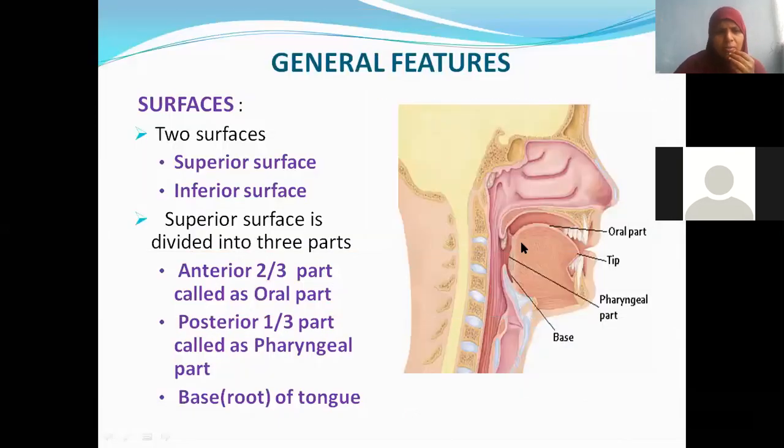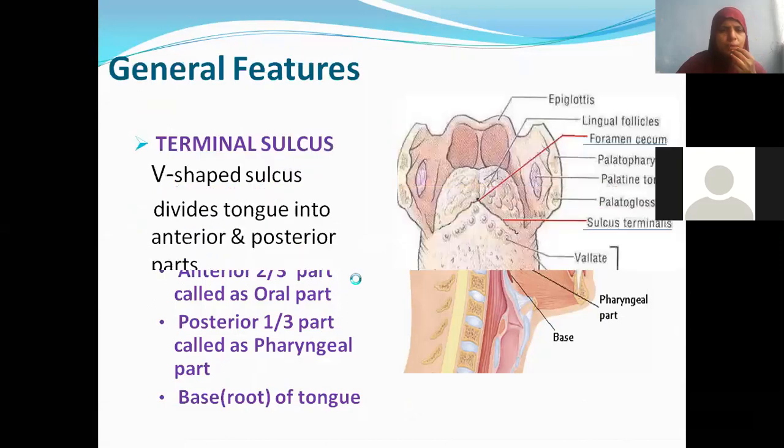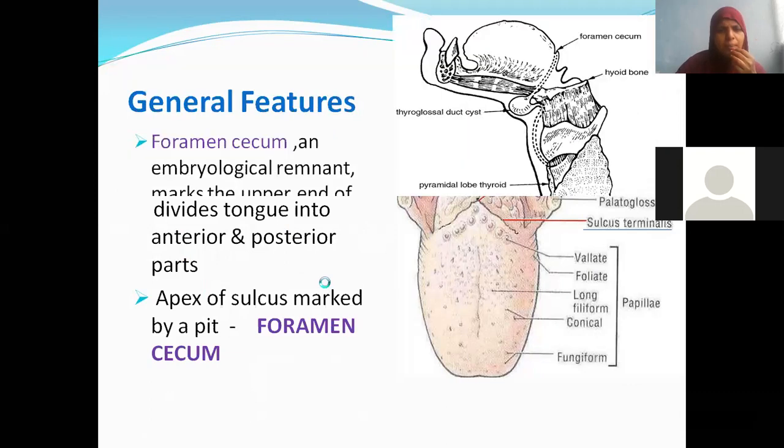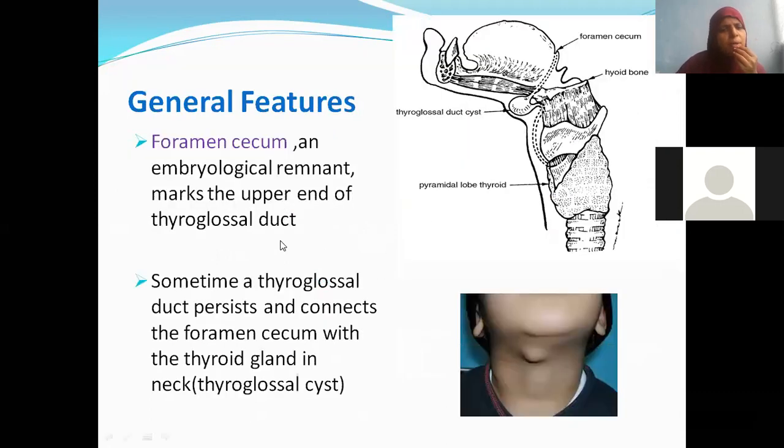Coming to the surfaces, it has a superior surface and an inferior surface. Already I have explained it with the help of a diagram. It is just text of whatever we have studied. Anterior 2/3 is the oral part, posterior 1/3 is the pharyngeal part, and the base is nothing but the root. This V-shaped line is the sulcus terminalis, which divides the tongue into anterior 2/3 and posterior 1/3. At the meeting point of the sulcus we have the foramen cecum, an embryological remnant of the thyroglossal duct, the downward growth of which helps in the formation of the thyroid gland.